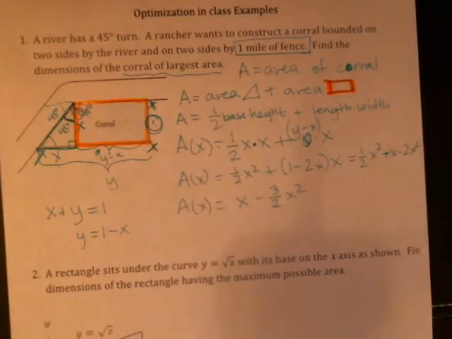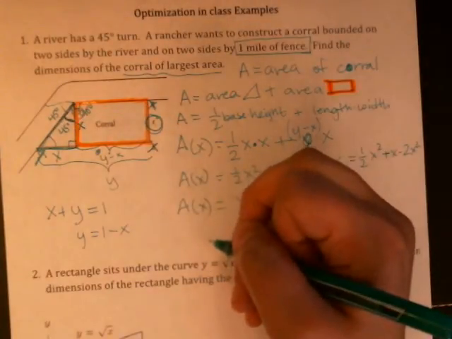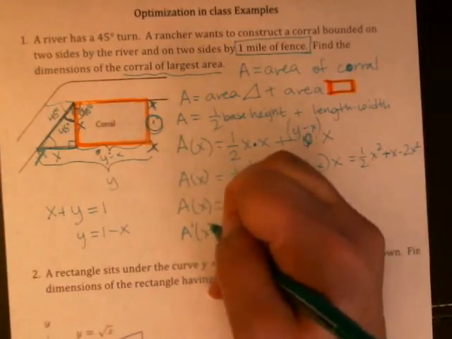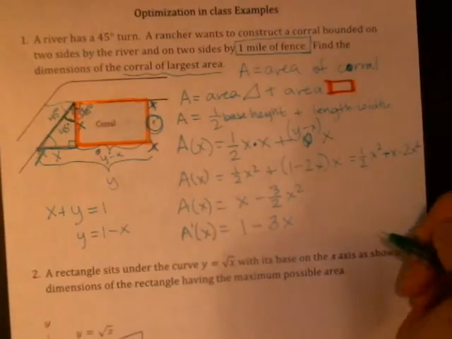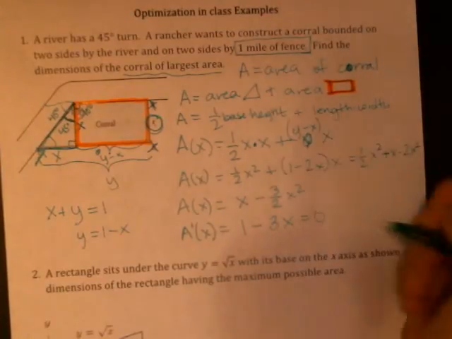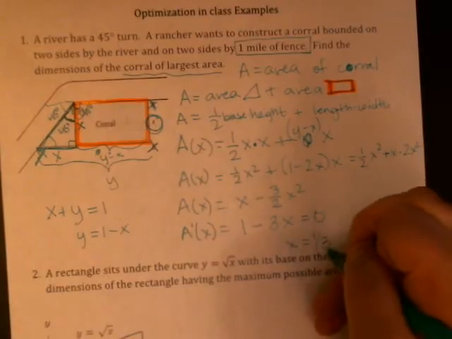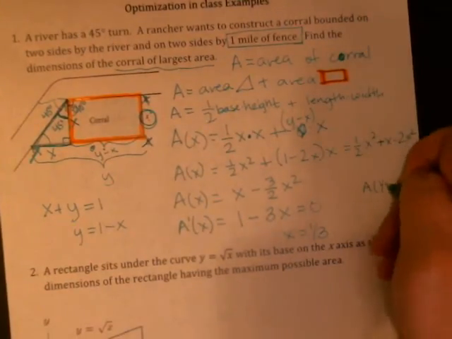So we have a function that we input x, it outputs area. We want to maximize area. We want the largest possible area. So to do that, we need to think about endpoints and critical values, right? So let's work on critical values real quick. This is a nice easy one to take the derivative of, 1 minus 3x, which is going to equal 0 if x is equal to 1/3. So we need to check a of 1/3 for sure.